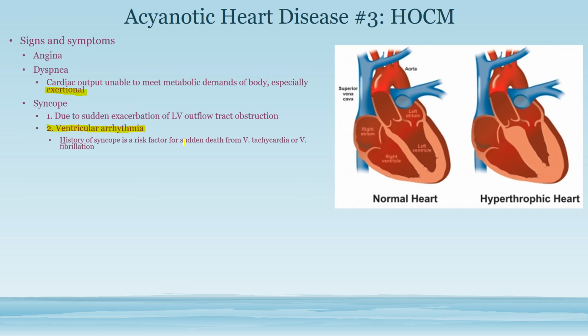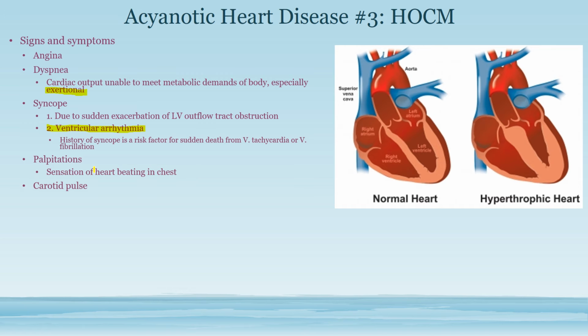And it's a major risk factor for sudden death if you have a history of syncope from ventricular arrhythmias such as ventricular tachycardia or ventricular fibrillation. Palpitations you also get because of the sensation of the heart beating in the chest. That's the definition. You get it because you're decreasing blood flow to the heart and causing arrhythmias to present and form.